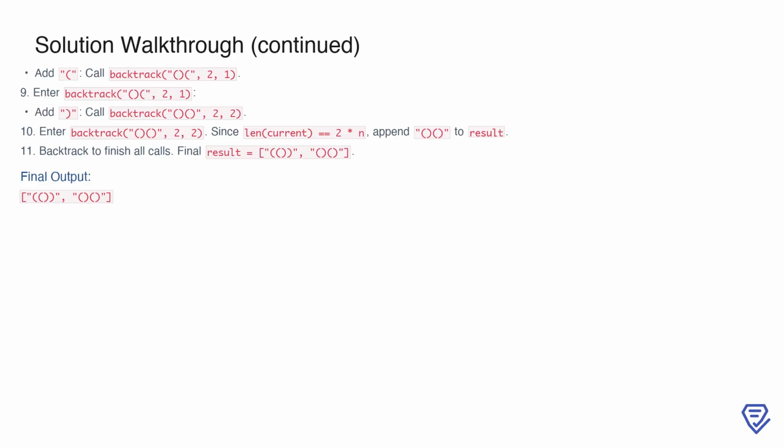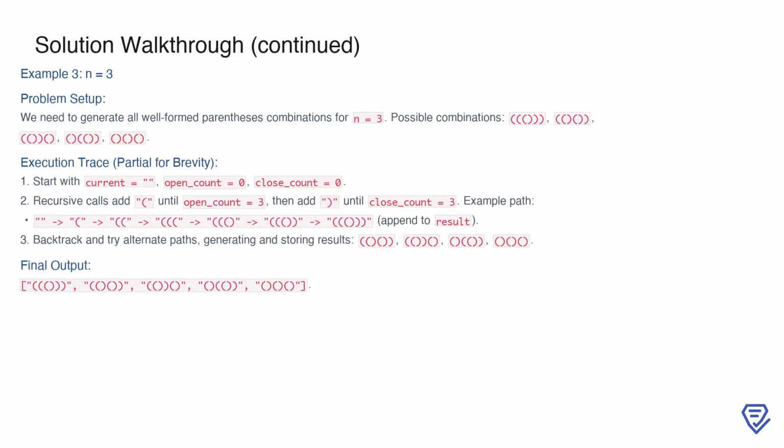This demonstrates how the backtracking algorithm systematically explores all valid paths by adding parentheses according to the constraints of the problem. For n equals 3, the number of well-formed parentheses combinations grows significantly. Here, we need 3 pairs of parentheses, and the valid outputs include, and. The backtracking process follows the same principles as before. Starting with an empty string, we recursively add open parentheses until open_count equals 3. At that point, we begin adding closing parentheses until close_count also equals 3.